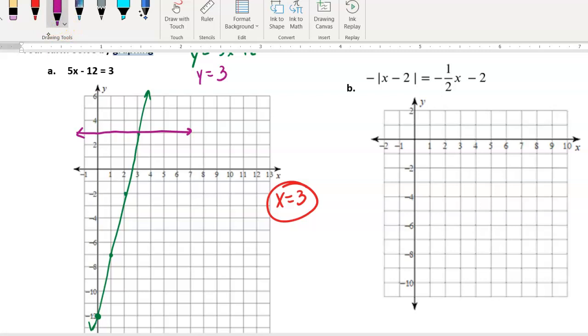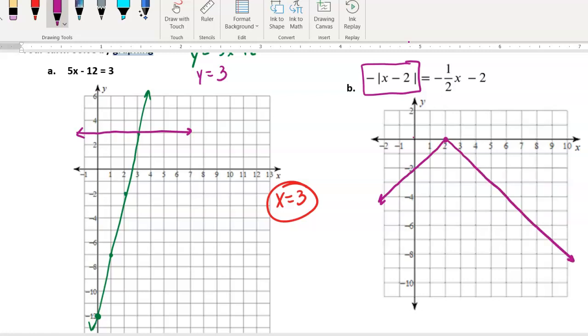So we're going to again do two graphs. Let's start with this one. So again, this is based on the absolute value function. So the parent function would look like this, a V. Now the negative would cause it to flip upside down. And then the minus 2 means we move it to the right 2 units. So I'm just going to erase that completely. So the vertex now would be here at 2. And then it would be a V, but pointing downwards.